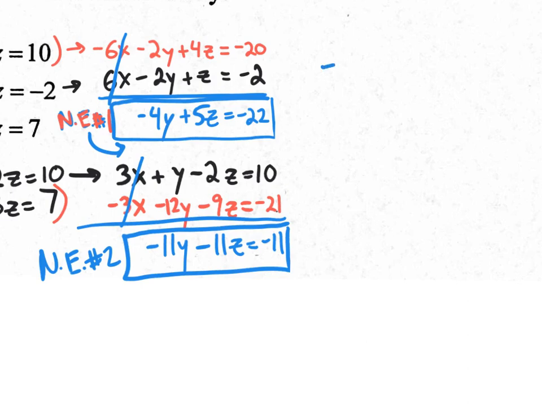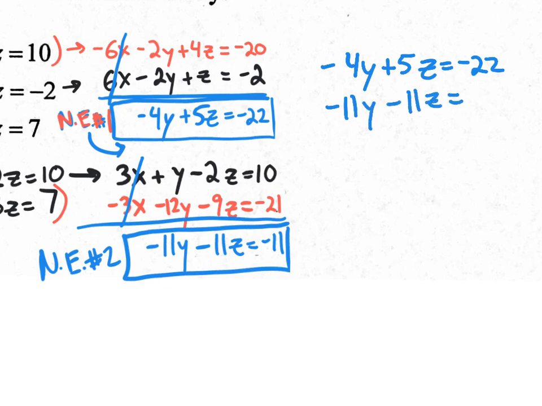So let me rewrite it. Negative 4y, this is my top equation, plus 5z equals negative 22. And the bottom one is negative 11y minus 11z equals negative 11. Okay, so this is step 3 right here, our new 2x2. And we should all be able to solve 2x2s with linear combinations.